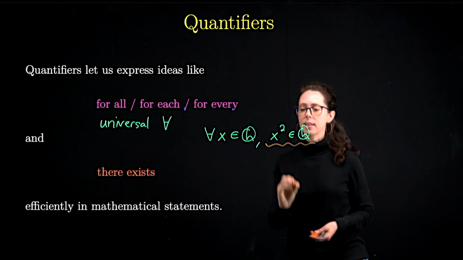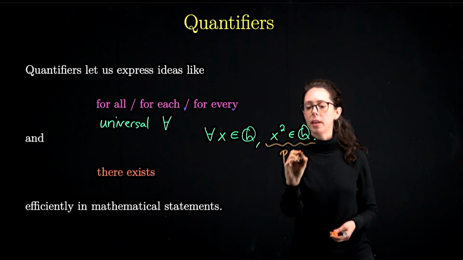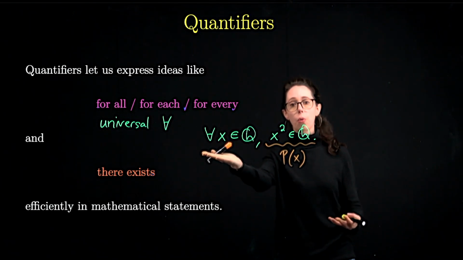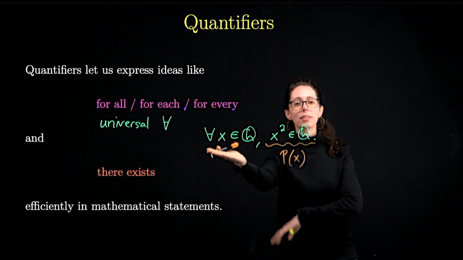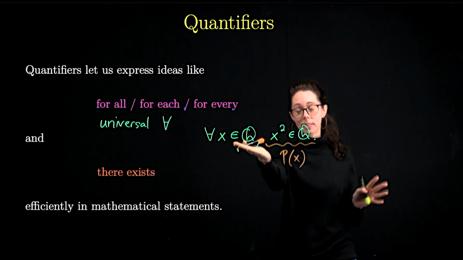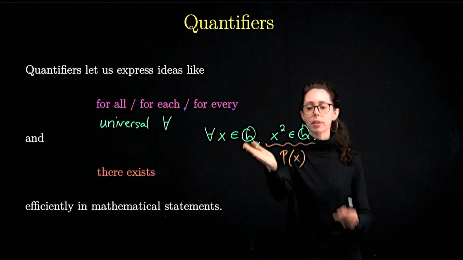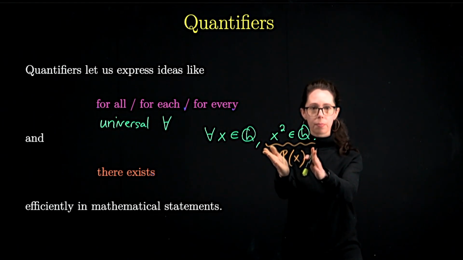You could think of this as some property of the number x. The quantifier is telling us the scope of the property. In this case, it applies to everybody in the set that we're studying. Okay, so for all x in the set of rational numbers, this property is true.